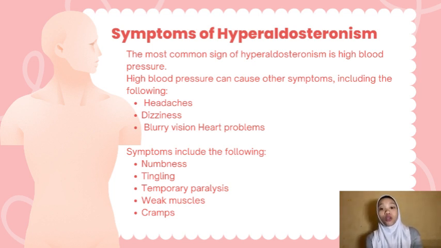So this condition can also cause low potassium, and not enough potassium can cause problems, especially with your muscles. So symptoms include the following. So first is numbness, tingling, temporary paralysis, weak muscles, and cramps. So because aldosterone manages your fluids and electrolytes, you might also experience the following. So first is peeing more often, waking up often to pee, being very thirsty, feeling weak and dizzy, and some people who have this condition don't have any symptoms or asymptomatics.